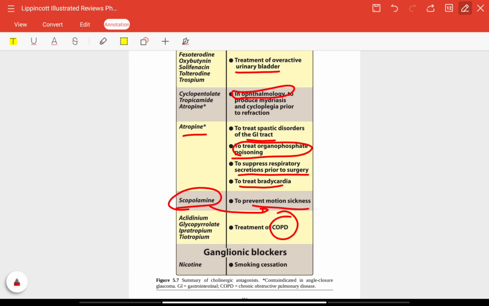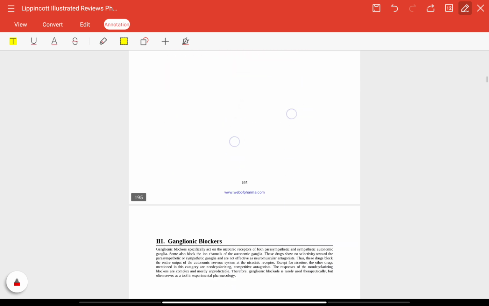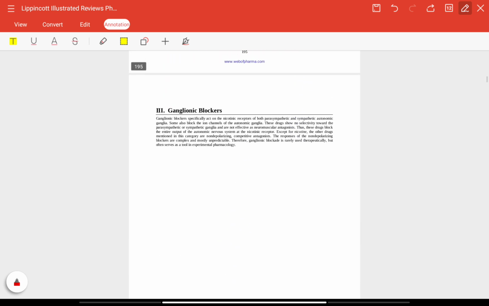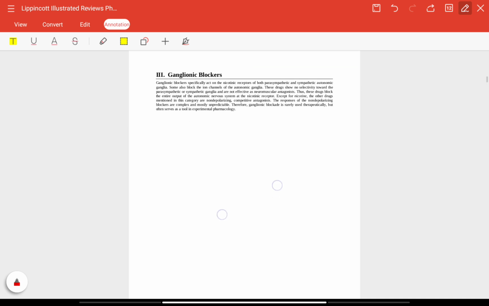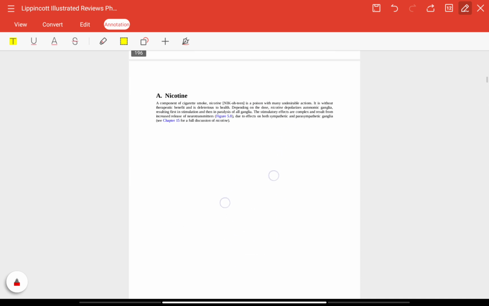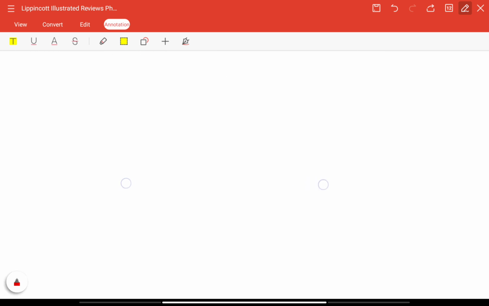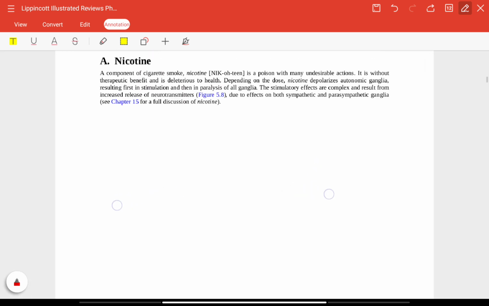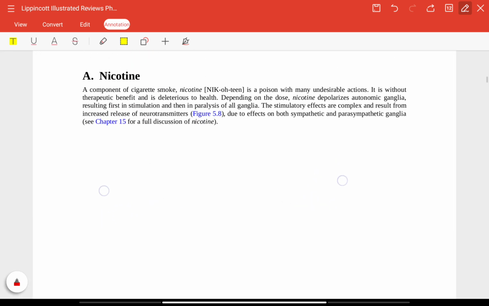Now ganglionic blockers, nicotinic, this is used for smoking cessation. Ganglionic blockers specifically act on nicotinic receptors. For ganglionic blockers we will study nicotine. This is especially used for smoking cessation. Nicotine is a poison with many undesirable actions. Without therapeutic benefit, it's not beneficial to use it.